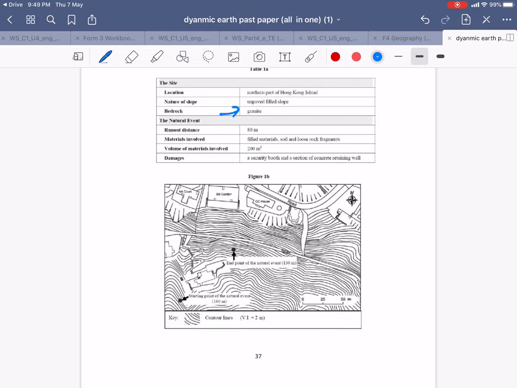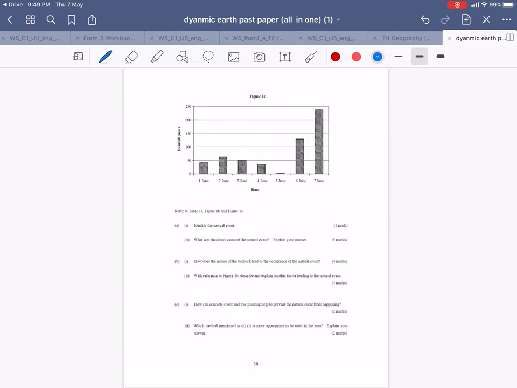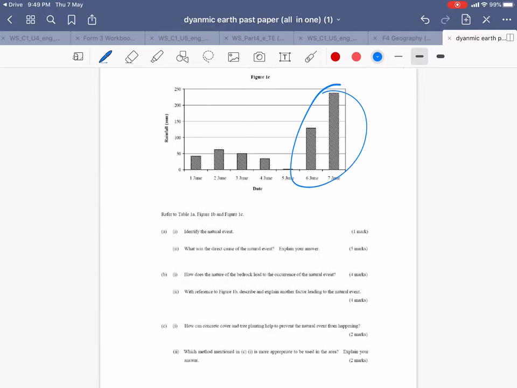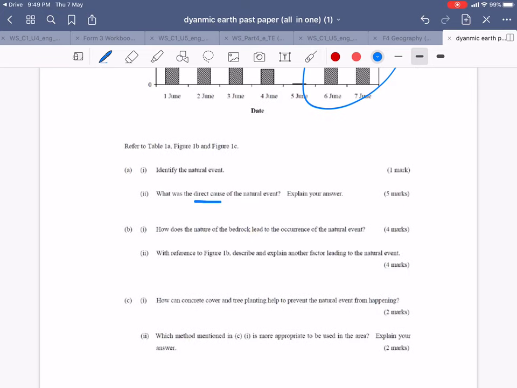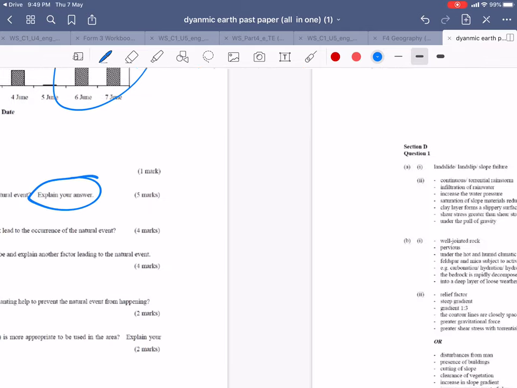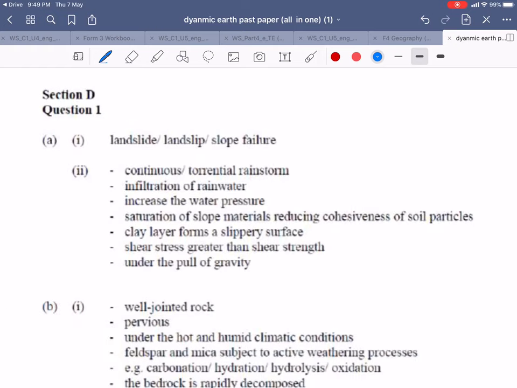Granitic rock, the slope is unpaved, the relief right here is very steep. Actually, you can grab from the data, okay, and also the rainfall is very high. Then actually this one, what is the direct cause of this natural event? Explain your answer. Then what should you do? You can just tell me, be careful.